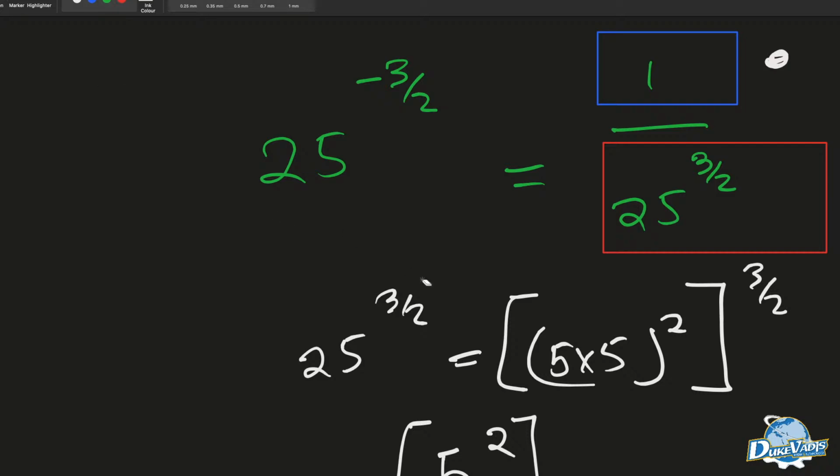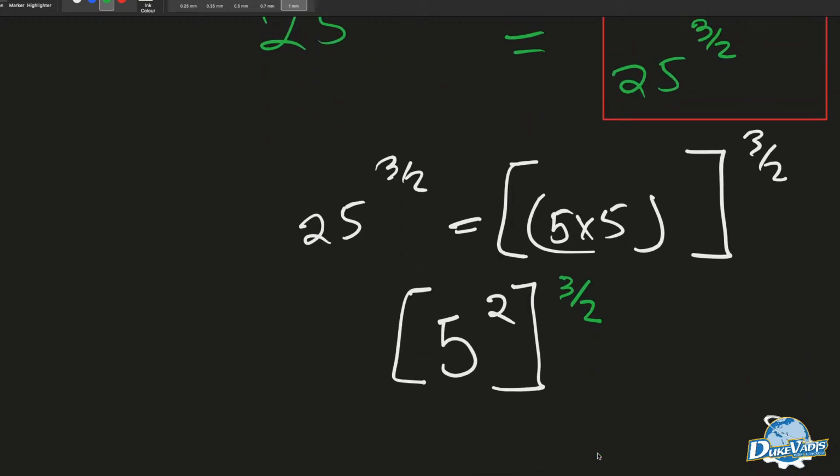Let's put our 5, so this is what we have. Then we can write this one as that. Let's bring our 3 over 2 in a different color. So this will be 3 over 2. You see, friends? It's becoming easy. Now we know that is 5 raised to the power 2.